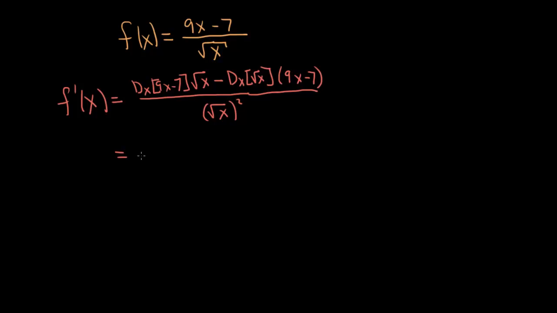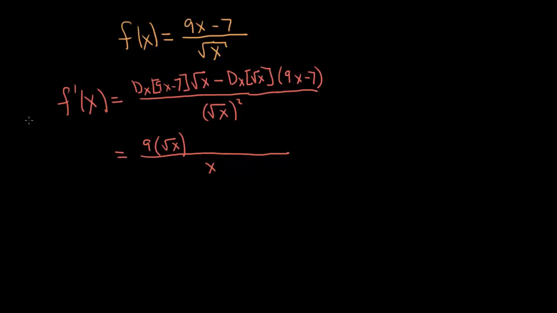Now we need to take those two derivatives in the numerator. What does the denominator simplify to? That just simplifies to x. What's the derivative of 9x minus 7? Well, the derivative of 9x is 9, and the derivative of 7 is 0, so that derivative is just 9 times the square root of x. We then have the derivative of the square root of x.